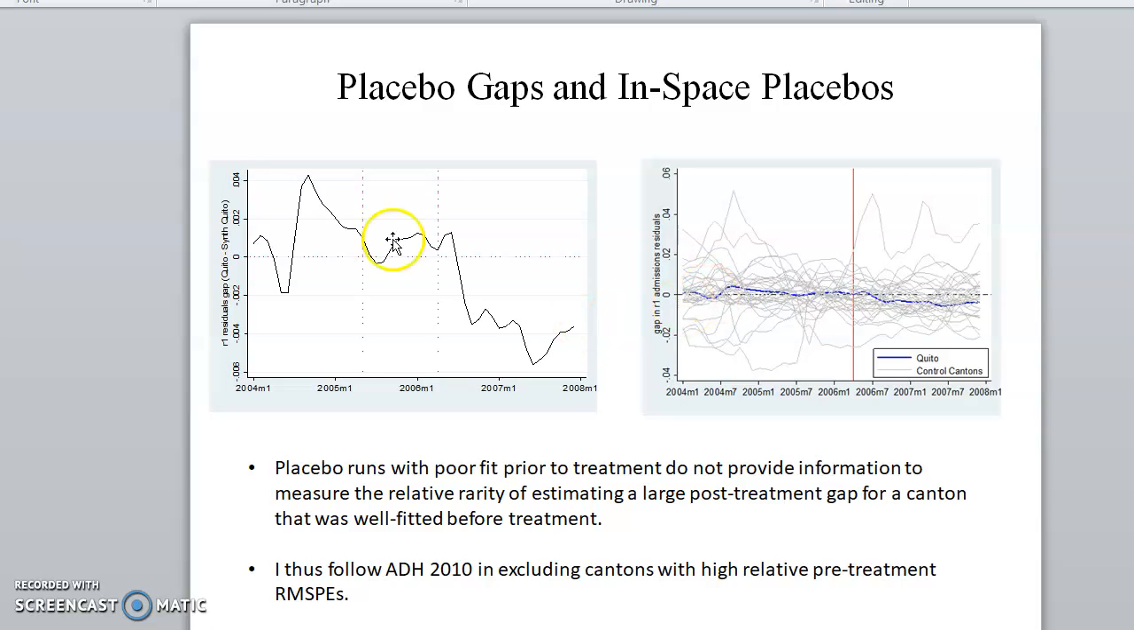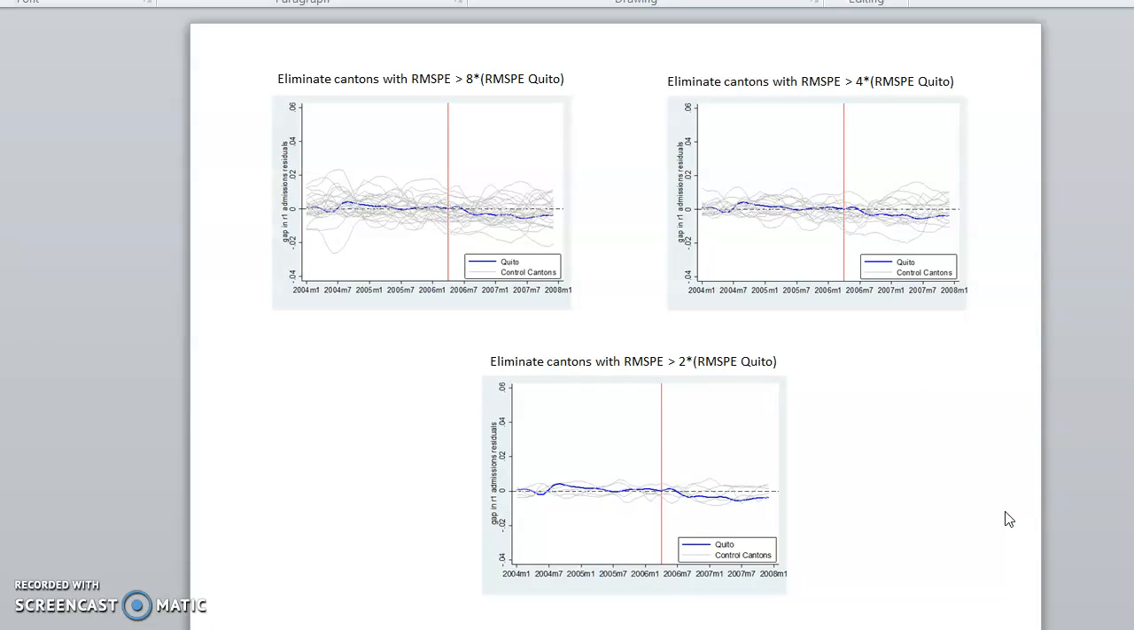So even though it appears to be like a big gap here, it's really not that big of a gap when I compare it to how my synthetic control fits the other placebo cantons. Unfortunately, I have to reduce the cantons that I compare to, because in order to have this type of test, I need the fit to be good for the other cantons previous to treatment. But their fit is not good at all.